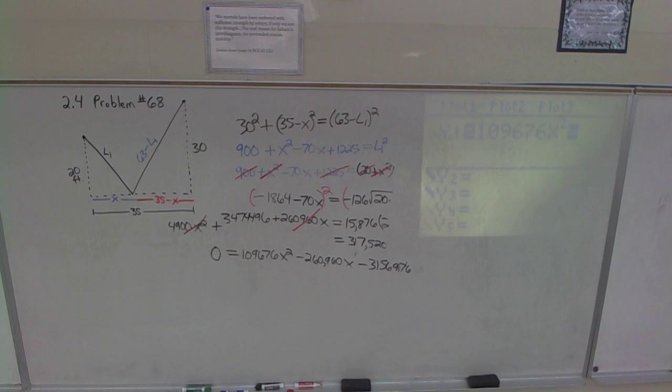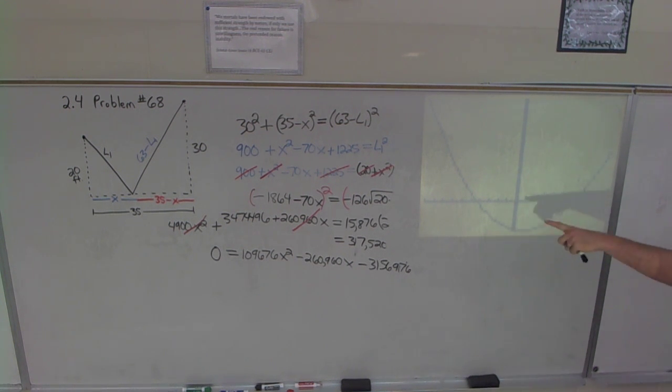So let's see, 109,676x squared minus 260,960x plus 315,976. And I'm going to try a zoom fit. This is a really huge parabola. I don't know how well my calculator is going to handle it. Notice when I did zoom fit, my calculator handled it immediately.